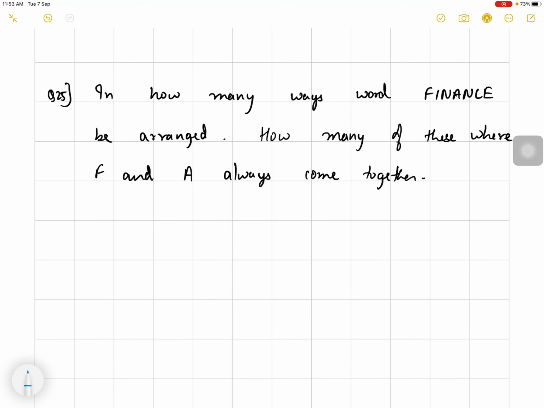In how many ways can the word FINANCE be arranged? How many of these where F and A always come together? I want you all to solve it on your own. Here there are 1, 2, 3, 4, 5, 6, 7 letters, so N is equal to 7, R is equal to 7. The letter N is repeated twice, so I will name it as P. P is equal to 2, because N is repeated twice.